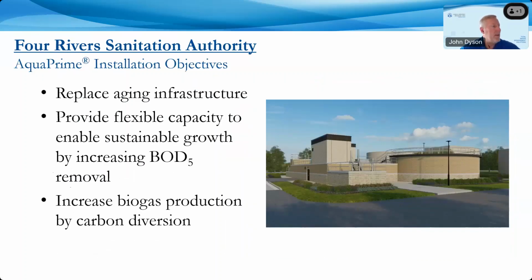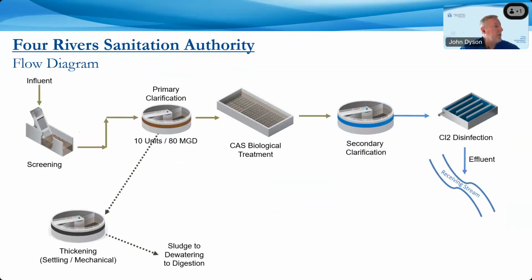Why were they doing this? Some of the primary basins, they have 10 horizontal rectangular primary clarifiers, were aging. Some of them dated back, I believe, almost to the mid 1930s. So they were pretty old and were going to need major rehab. They also wanted the increased removal because they do cogen at this facility, so they were interested in removing even more of the carbon that was there.